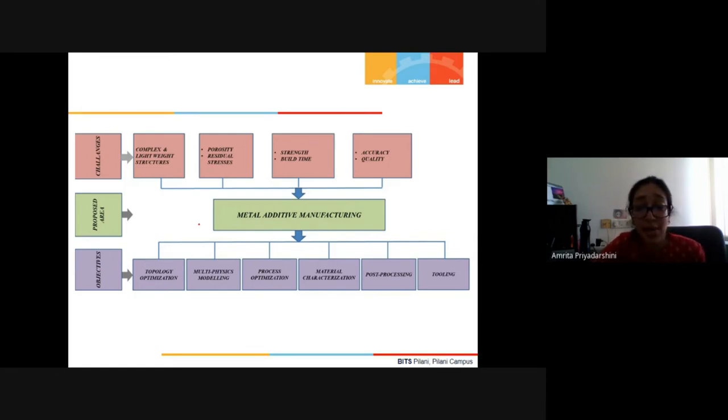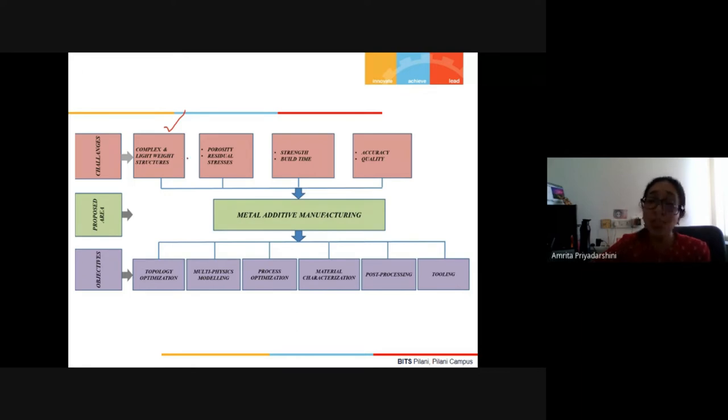So in metal additive manufacturing, I just listed out what could be the possible areas of research. There are certain challenges still there, because metal additive manufacturing is mostly for making complex structures and lightweight structures. That is one of the applications for which we go for metal additive manufacturing. So how to achieve those complex structures, how to make them lightweight.